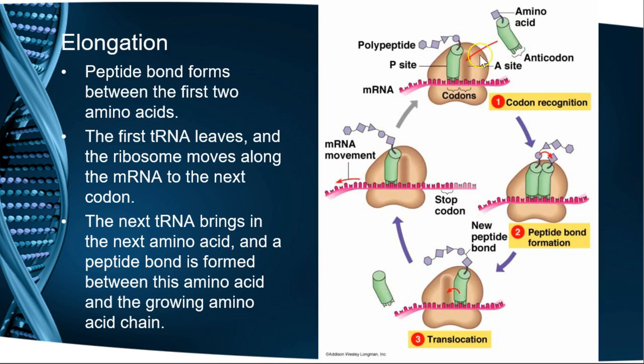So when this comes in, codon recognition, then we're going to have a bond form as the ribosome is moving. And when the ribosome moves, this is called translocation, the tRNA that is in the P site will move to the E site, which is the exit site. The one that's in the acceptance site will move into the P site, okay?